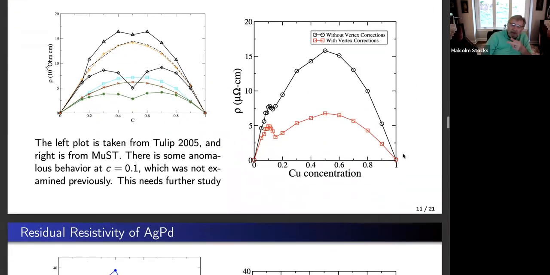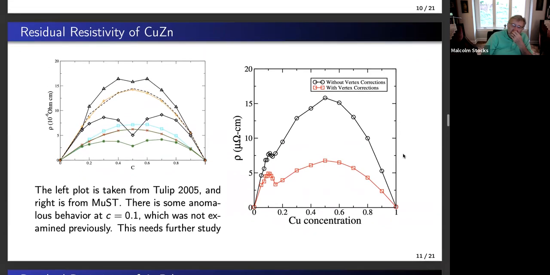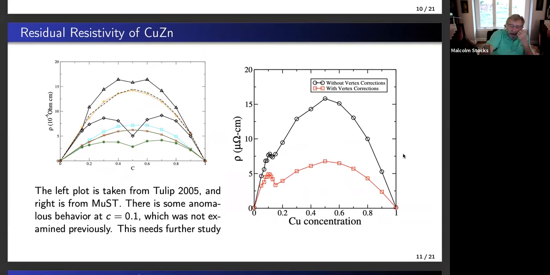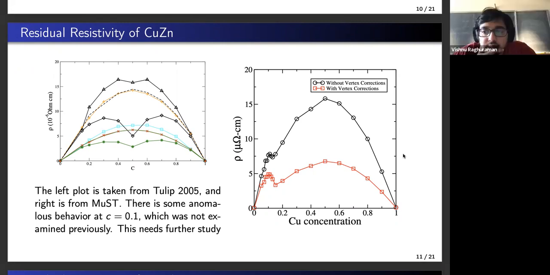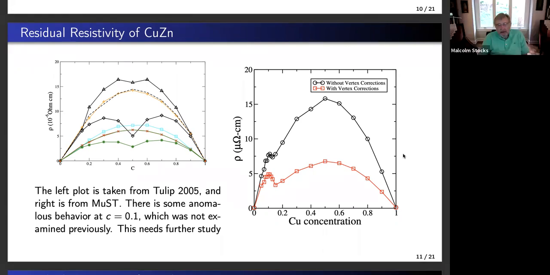Can I just ask you about that picture? On your calculations on the right, so on the right is pure copper, right? Yeah. And on the left is a kind of weird zinc, and so this sort of dip here, you say you can't figure where that comes from.